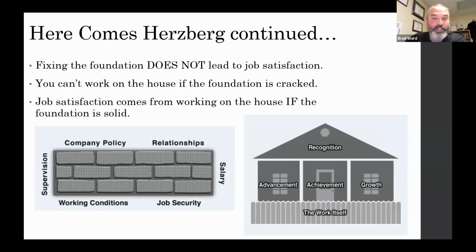Okay, so just to tie this up, and then we'll move on to the next idea. Fixing the foundation does not lead to satisfaction, on the left. You can't work on the house on the right. Nobody would work on a paint job on their house if their foundation was leaking. That would take priority, the foundation shifting.